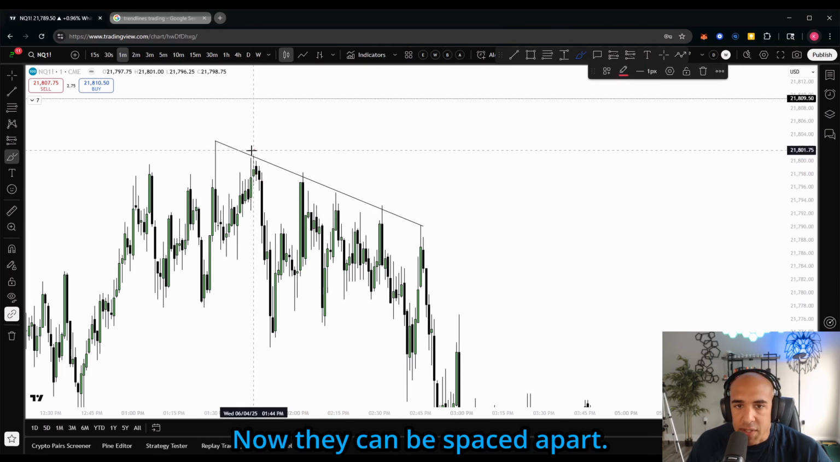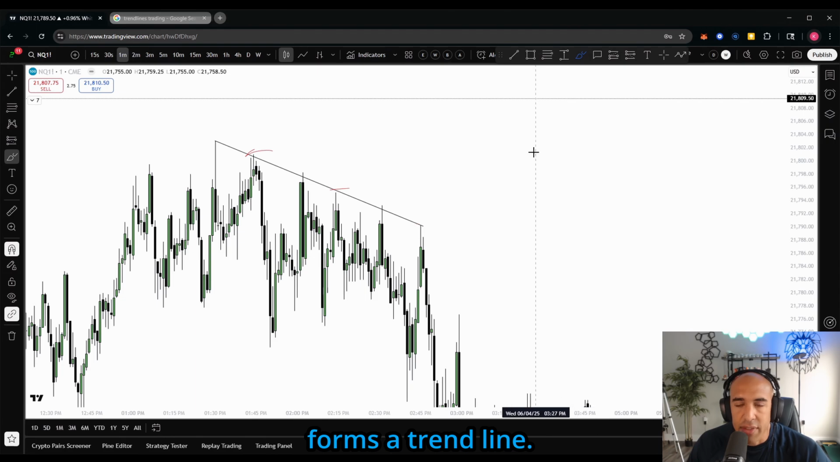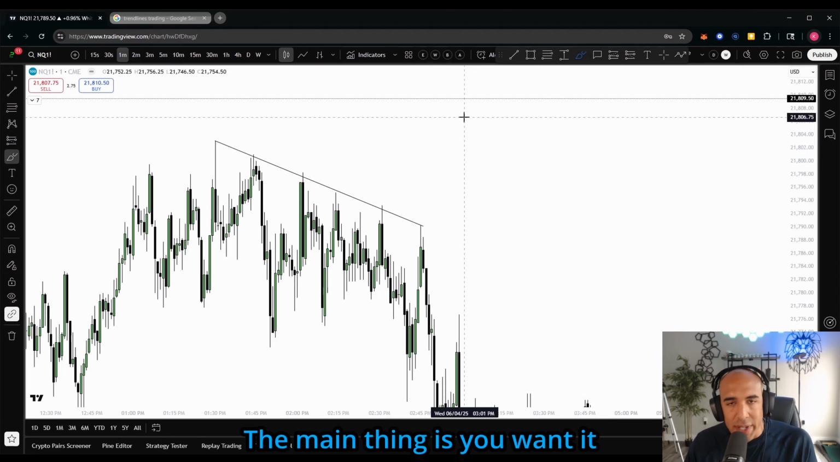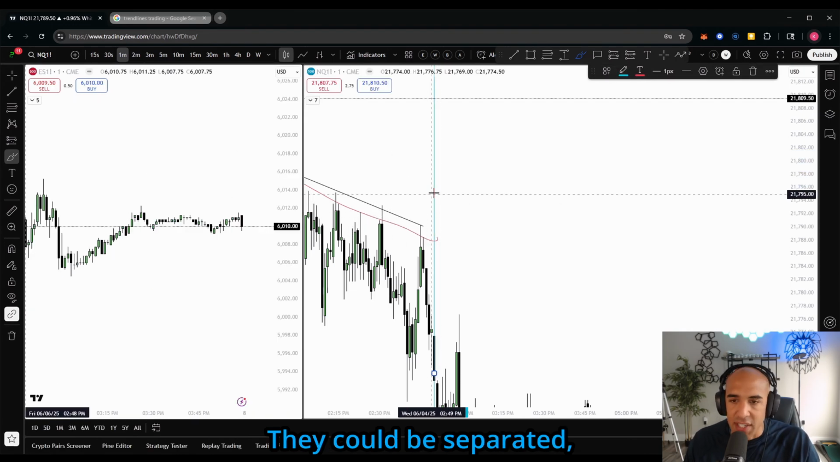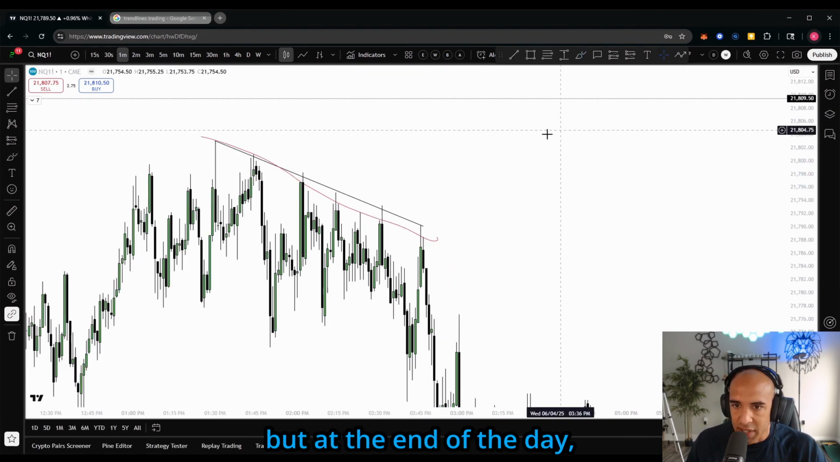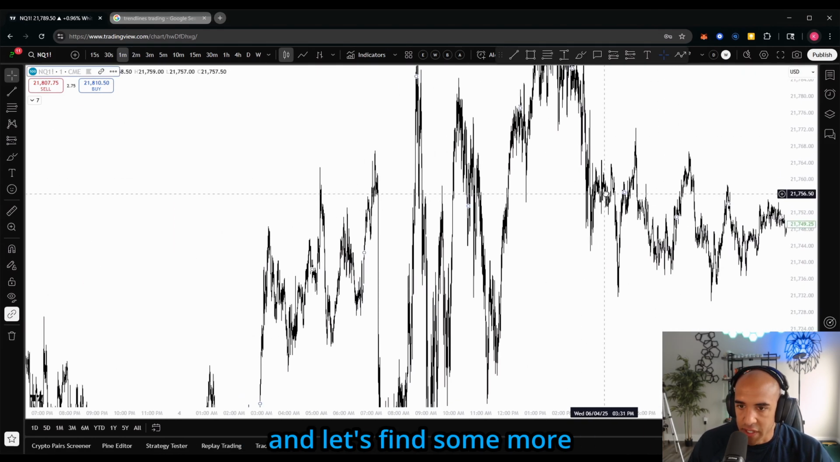Now, they can be spaced apart. Let's say we only have this high, and this high, and then that forms a trend line. That's okay. The main thing is you want it to look clean, right? This is where it takes finesse. They could be bunched up like this. They could be separated, whatever it is. But at the end of the day, you want to make sure that they are very clean trend lines. Let's go throughout the chart and let's find some more examples here.